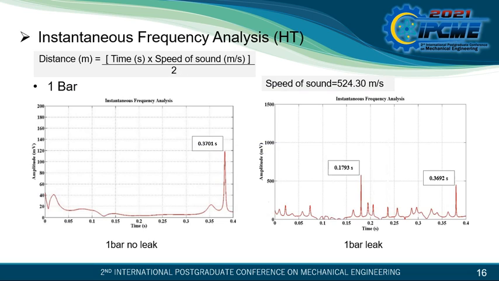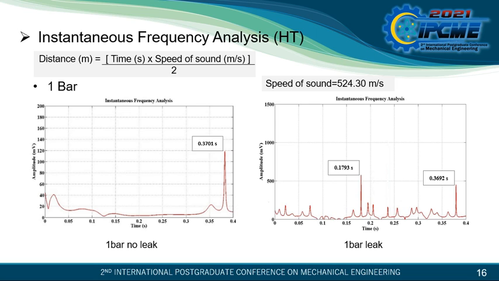Here we can see the result of instantaneous frequency estimation using HT for the one bar signal without an artificial leak created in the pipeline. The peak appears around 0.3701 second for the outlet position. Meanwhile, for the signal with a leak, the peak appears at two positions, 0.1793 second and 0.3692 second, assumed as leak and outlet respectively. All the results in time will be converted into distance using the equation stated above, that is, distance equals time multiplied by speed of sound divided by 2.